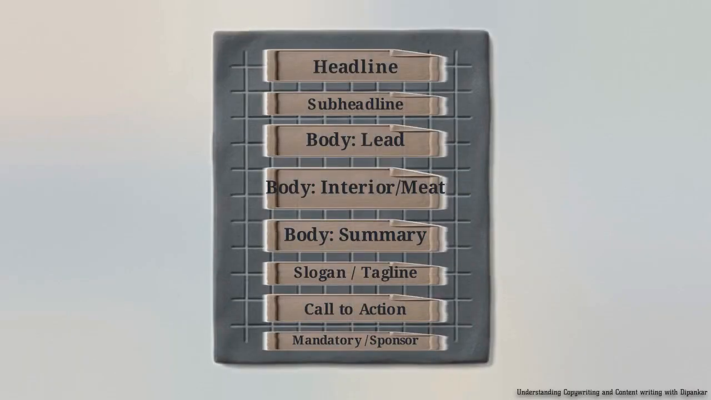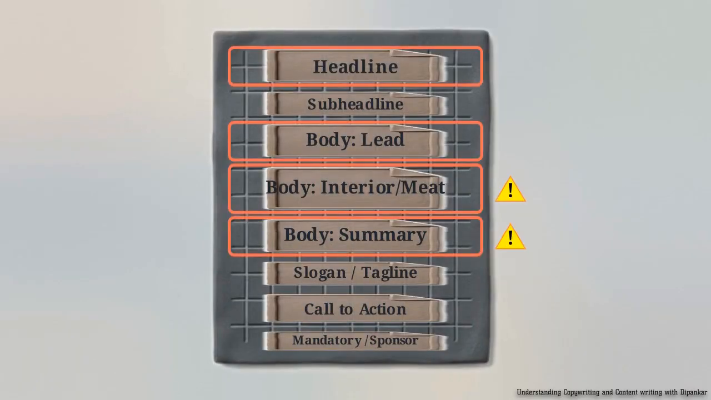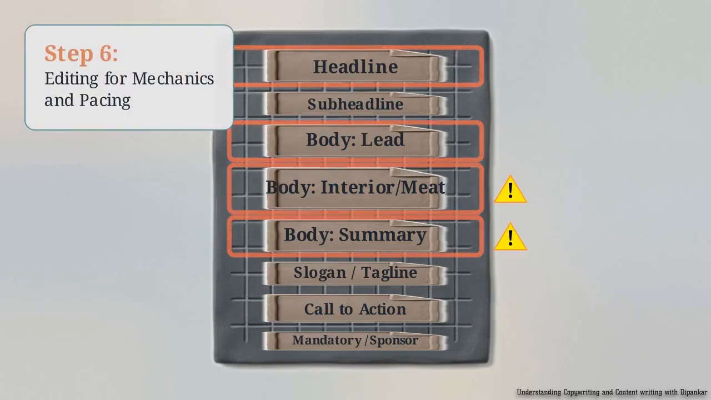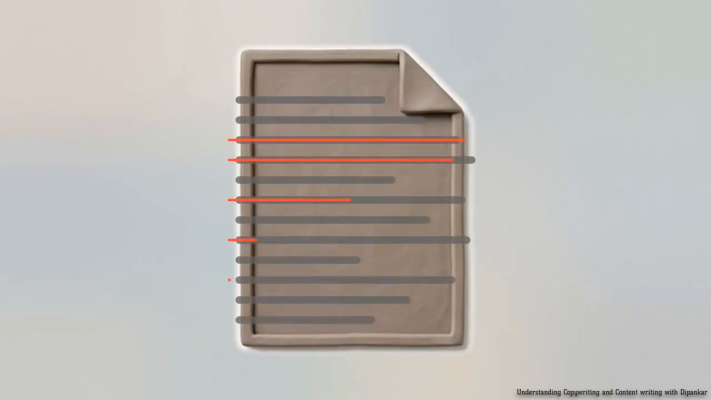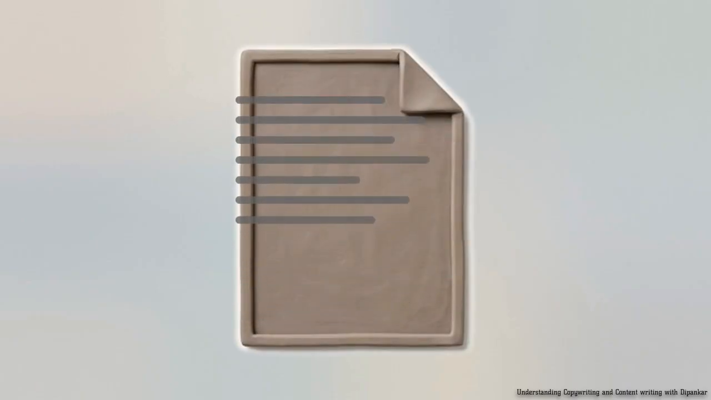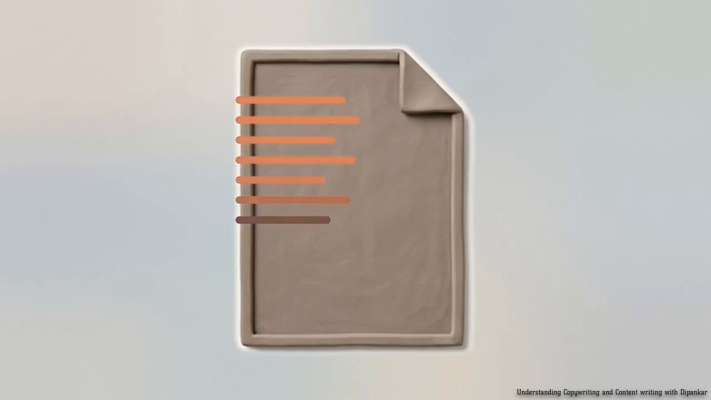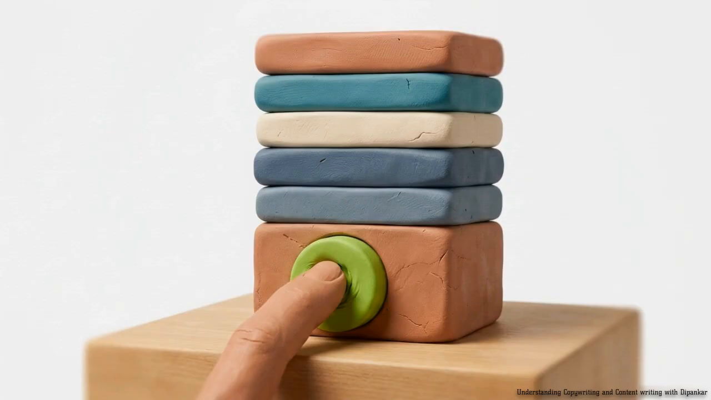You now have a complete layout, but first drafts are inherently flawed, which is why step 6 is editing for mechanics and pacing. You must edit the text to shave away fluffy vocabulary, converting passive phrases into the active voice to maintain a fast, continuous reading momentum. This ruthless editing process removes lingering cognitive friction, ensuring the prospect doesn't hesitate before they actually click that button and complete the action.